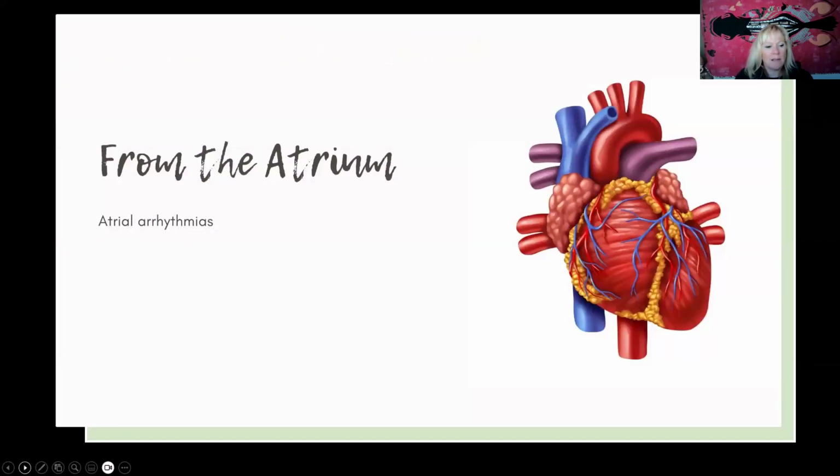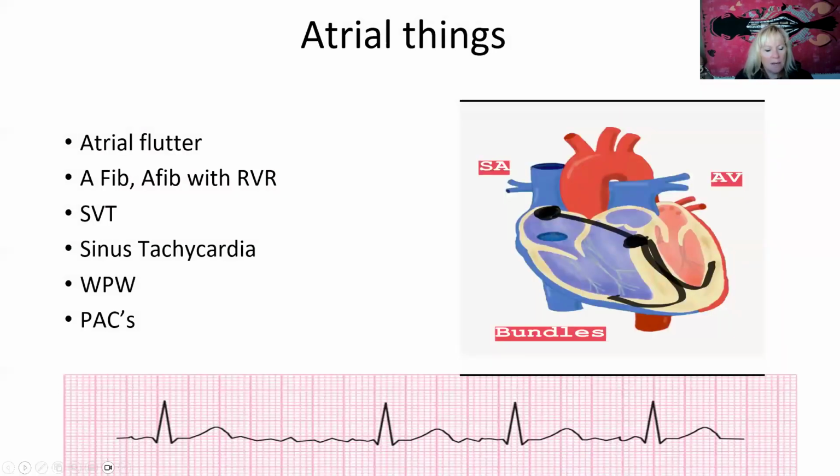So let's dive into things that come from the atrium. Here's the list of all the things that you can have, our little menu. But I wanted to see who knows what this rhythm is. It is irregularly irregular. That's a clue. The question you ask yourself is, are there any distinct P waves? It looks like a lot of you are already saying AFib.